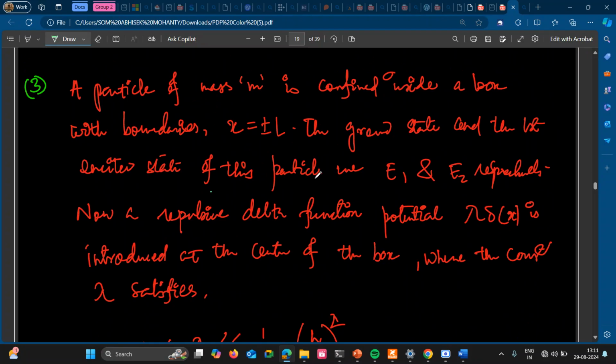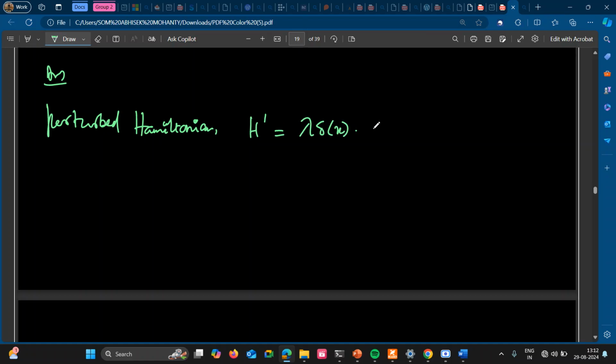The boundary is given. Then a delta function potential lambda delta x is given, which is the perturbed Hamiltonian. This is the perturbation, the change that is disturbing the system. So I can write the perturbed Hamiltonian, H dash, as lambda delta x, the delta function potential.